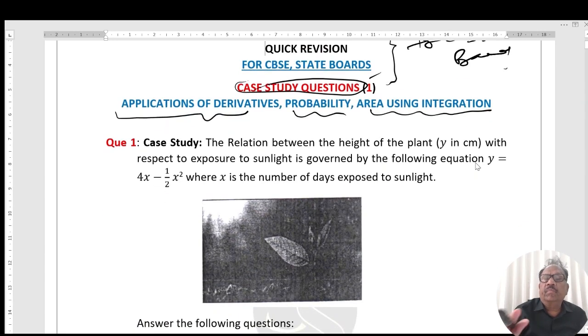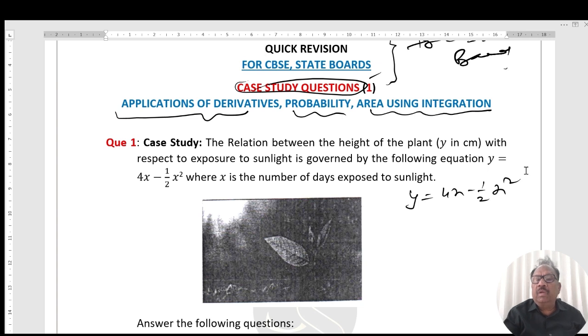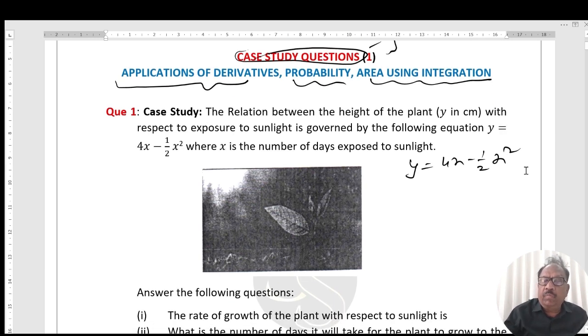Case study 1. The relation between the height y of a plant with respect to sunlight is governed by the following equation: y = 4x - (1/2)x², where x is the number of days exposed to the sunlight. Find the rate of growth of the plant with respect to sunlight. So we have to find dy/dx in this case.